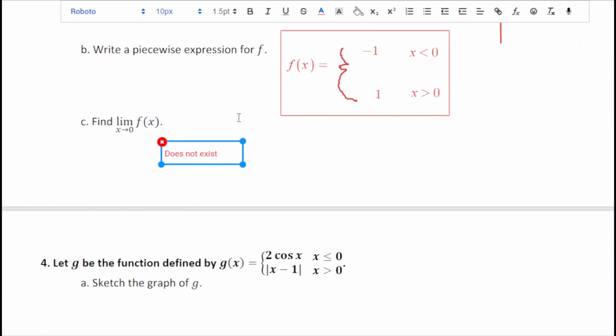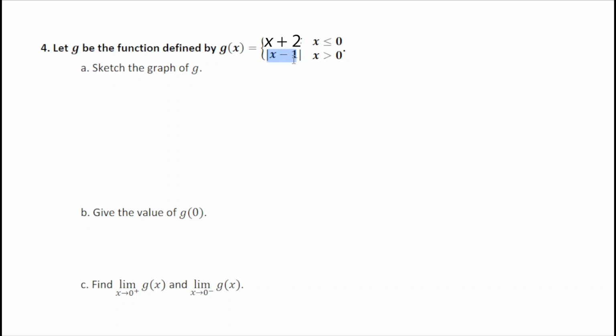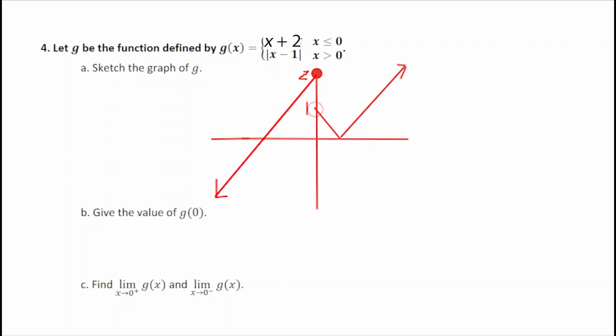All right, let's move on to page 2. So we've got this piecewise function defined using an absolute value. First it says sketch the graph. So the first part, I'm just going to do a quick sketch, and then the x minus 1 is going to be the absolute value function. So it's going to be like this V-shaped, but shifted over to the right 1. It's going to look something like this.